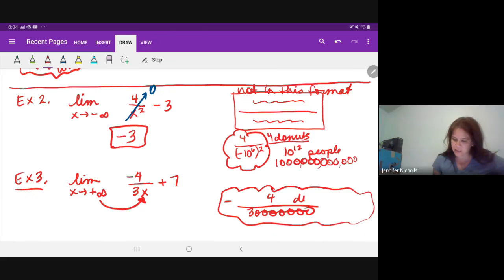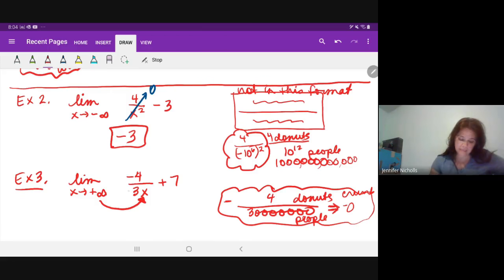So I've got 4 donuts. I have this many people. So donuts over people is a good way to think of it. So I've got 4 donuts and that many people. So I basically get a crumb. Okay, and if it says a limit in the front, then you don't have to draw an arrow. But this one, it's hard for me to put equals 0 because I do get a crumb. So that's negative 0, which is still 0.